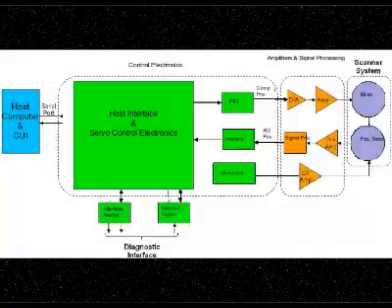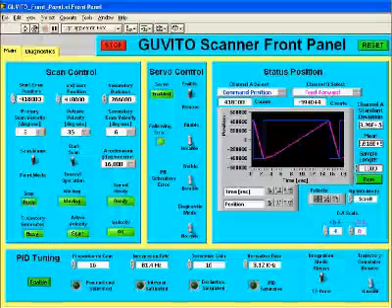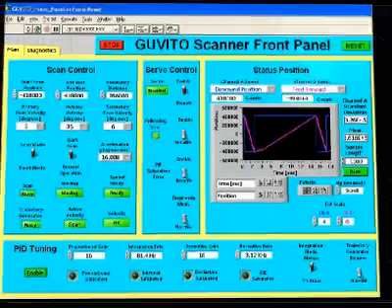This is a picture of the servo control system concept, and we've actually simulated the GUVITO scanner in software to make sure that it's going to work as expected and really to demonstrate some of its capabilities.